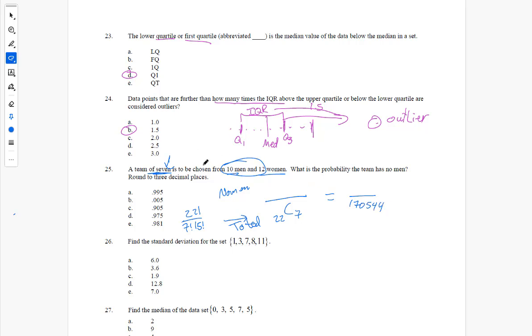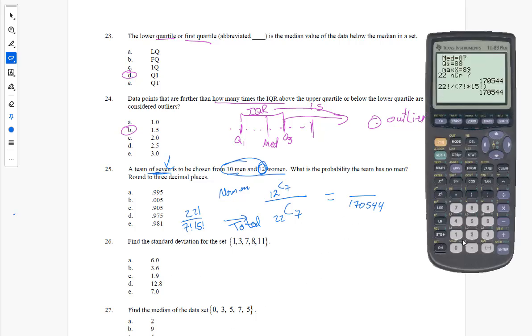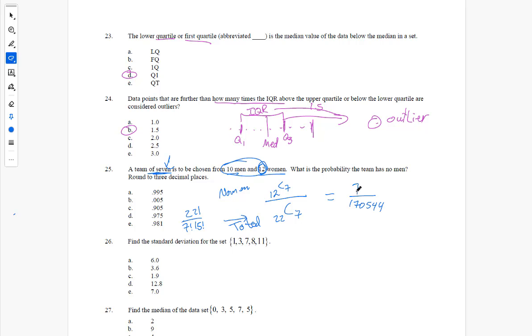Now, how many can you make out of just the 12 women in the 7 slots? That would be 12 choose 7. That's how many there would be if there were only the women to choose from. Let's punch that in the nice easy way with 12, math, probability, nCr 7, and we get 792. So we have 792 that are just the women. That's how many different ways you can get groups of 7 women.